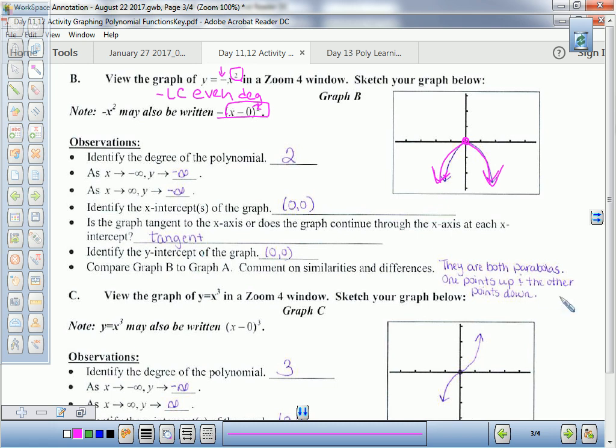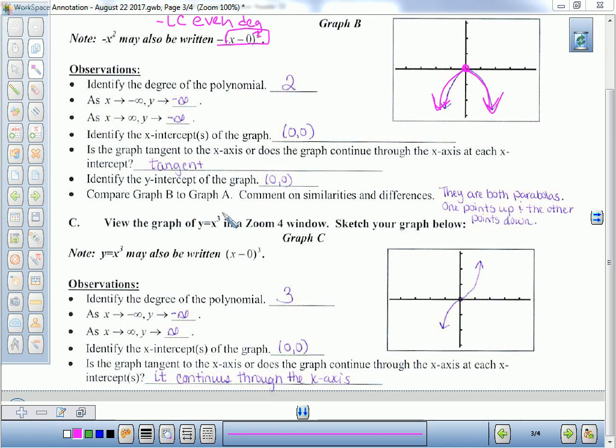Now the next one was not even. This one has a 3. So this is an odd degree. This function has an odd degree. And when they're odd, the ends do the opposites. So one goes up, the other goes down. So it either looks like this or it looks like this. So if the degree of the function is odd, the ends do opposites.